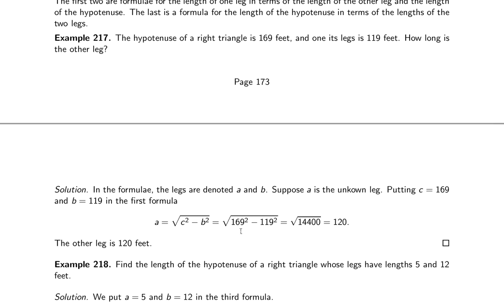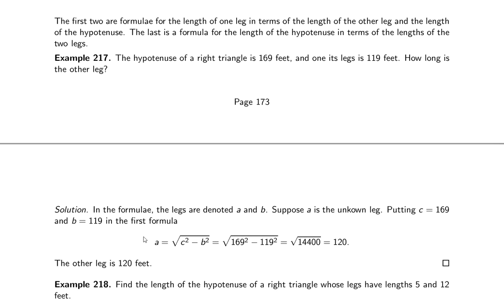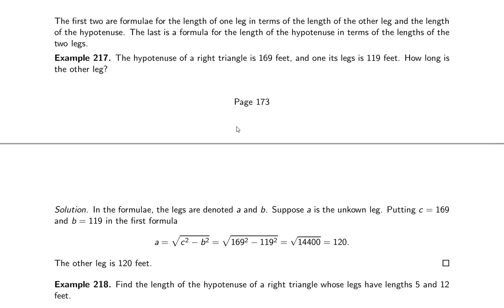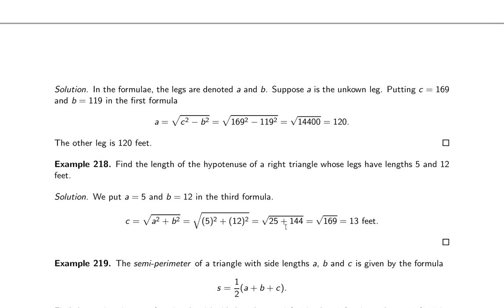All right, so some big numbers: 169 squared minus 119 squared. I think we need a calculator for this problem. So inside the square root, it's 14,400, and then the square root of that is 120. And so the other leg is 120 feet. It's a length, and the units were feet. I think we did this one already.